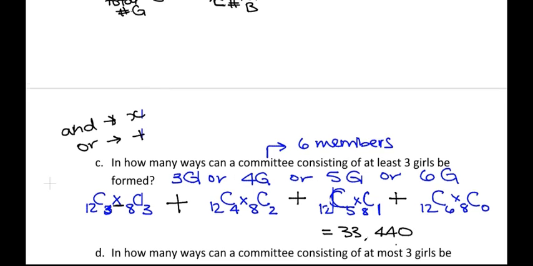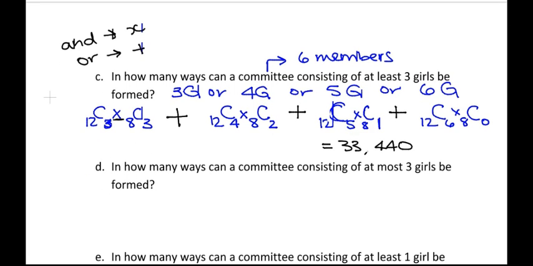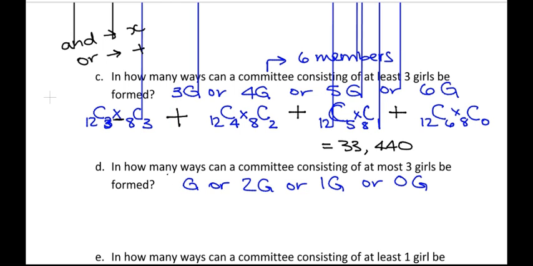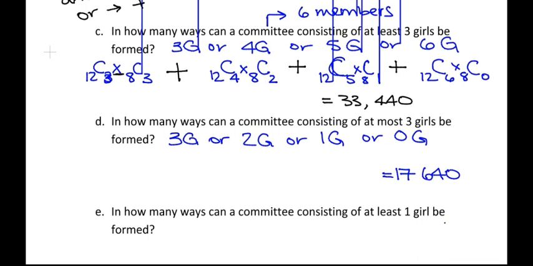Let's try the next question, D, which is very closely related. In how many ways can a committee consisting of at most 3 girls be formed? At most 3 girls implies that it could be 3 girls or less. So 3 girls, or 2 girls, or 1 girl, or 0 girls. For this question I'm going to let you see if you can challenge yourself and set it up correctly. I will check with you tomorrow to see how that went. See if you can get 17,640. It's going to be set up very similarly to C. And I will do E with you. It's a little bit different.